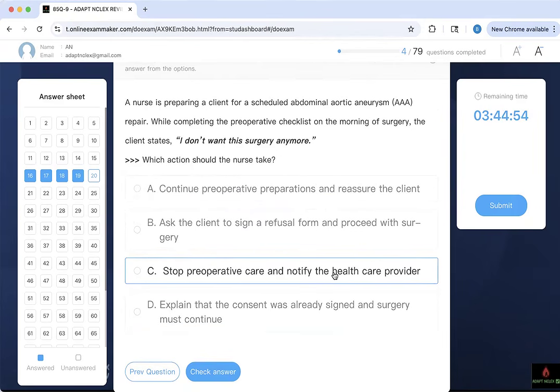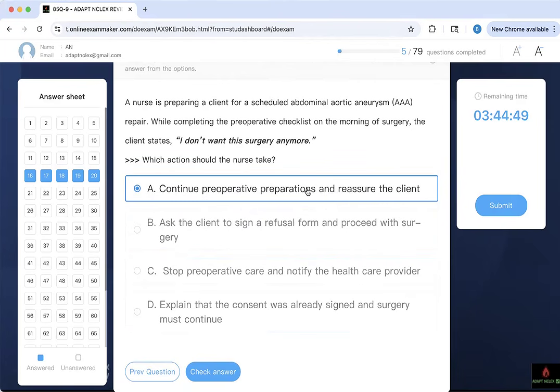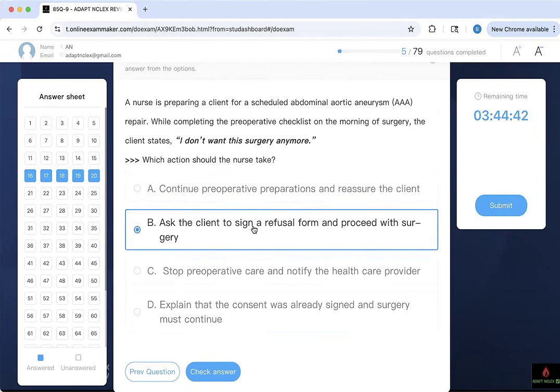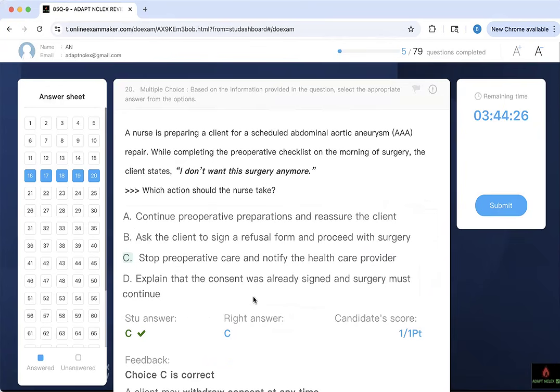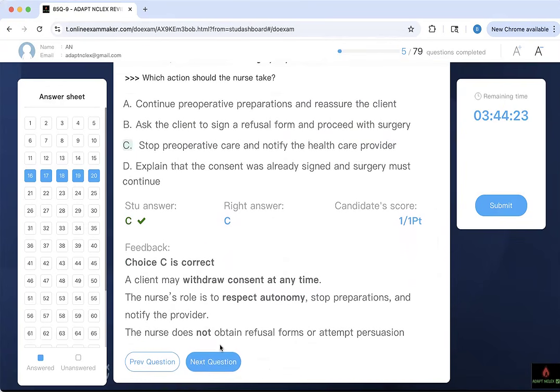Continue pre-operative preparation and reassuring the client is not appropriate. Wrong answer. Ask the client to sign a refusal form and proceed with surgery. Yes, they can sign a refusal form, but they should not proceed with surgery. Stop the perioperative care and notify the healthcare provider. That's appropriate. You don't need to explain that you already signed the consent and therefore he should continue. He has the right to refuse even when they get to the operative room. You've got to respect their autonomy. So that is the right answer.